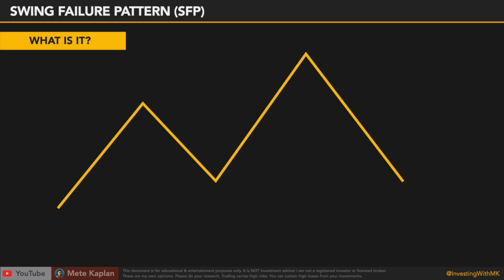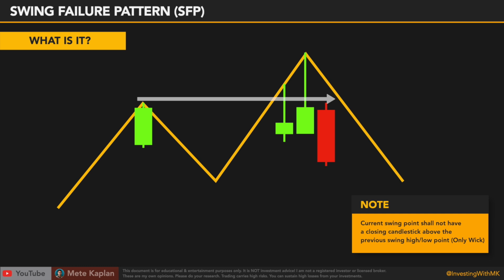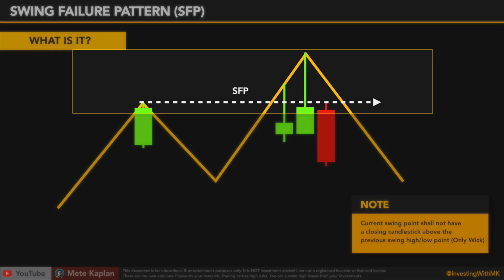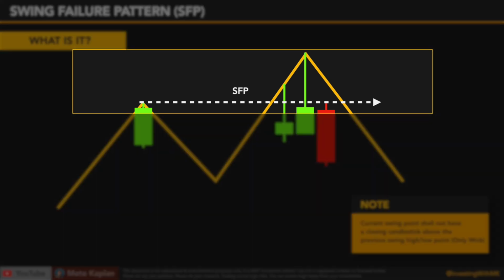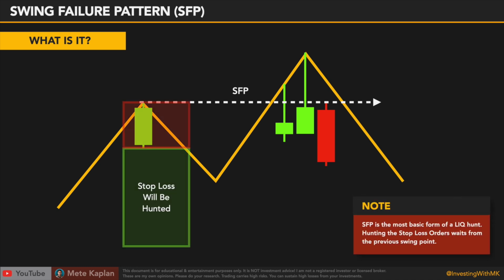Okay, let's learn this simple and extremely powerful trading pattern. Our current swing should not have a closing candlestick above our previous swing point. The general key point is all the closing candlesticks should be below the previous swing point. Instead, we should only see the wicks, not bodies. Why? Because this is a liquidity hunt. We assume that price comes here to only hunt the stop losses from a previous swing point.